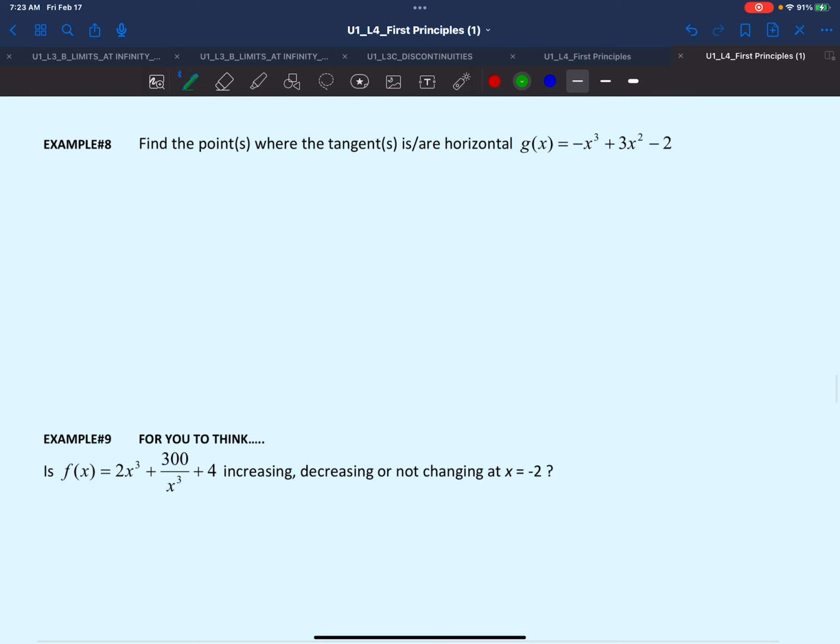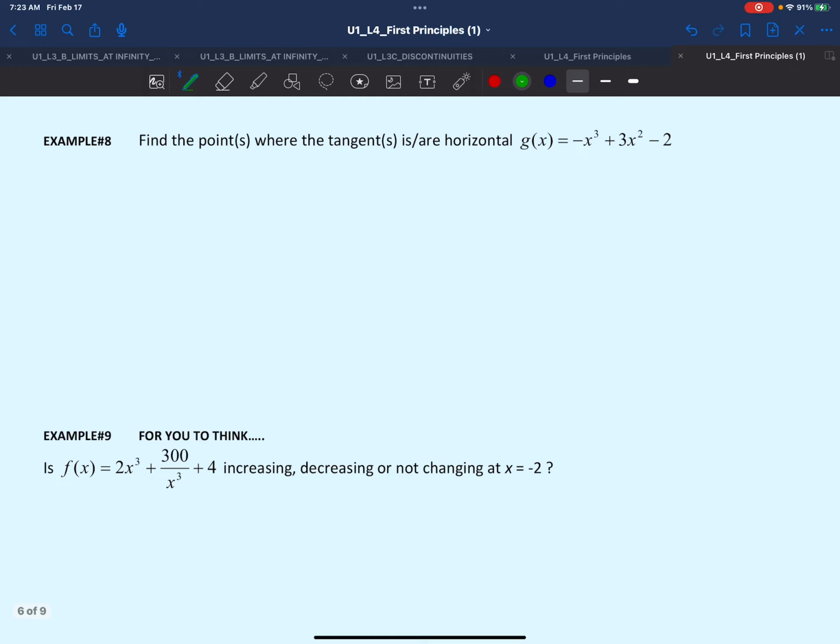In the next example, we have to find the points where the tangents are horizontal given the function g(x) = -x³ + 3x² - 2.